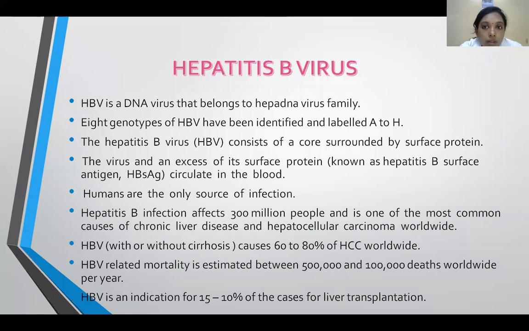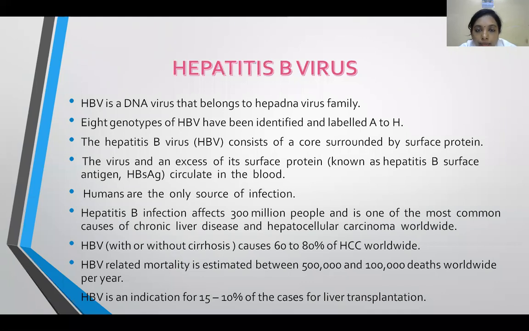Hepatitis B virus, with or without cirrhosis, causes 60 to 80% of HCC worldwide, that is hepatocellular carcinoma. This is important. Cirrhosis might be there or might not be there in the midway. Hepatitis B virus related mortality is estimated between 1 lakh and 5 lakh deaths worldwide per year. Hepatitis B virus is an indication for 10 to 15% of liver transplant cases.